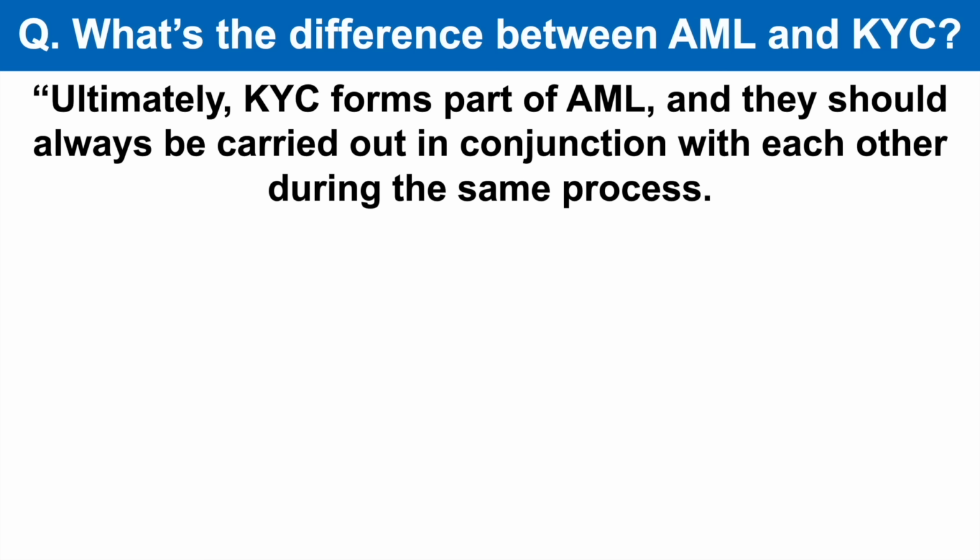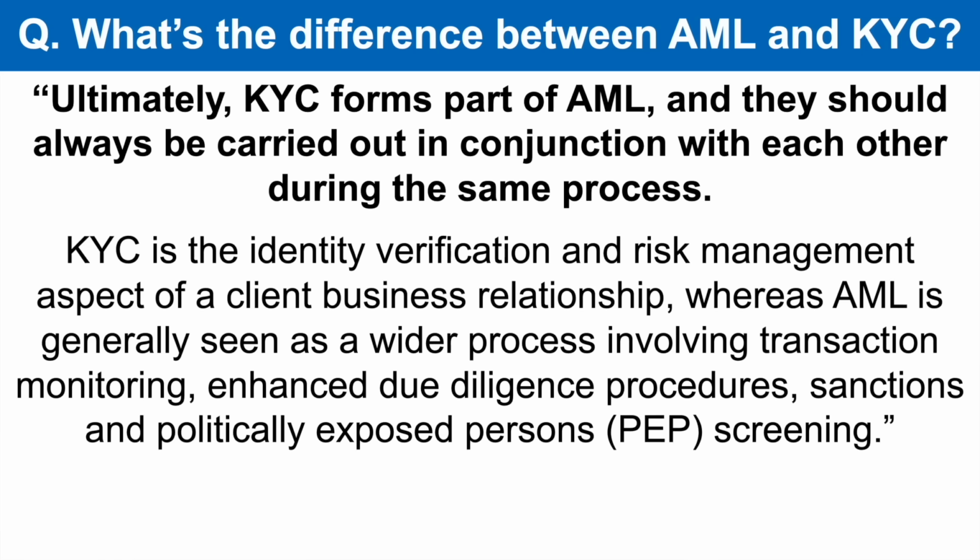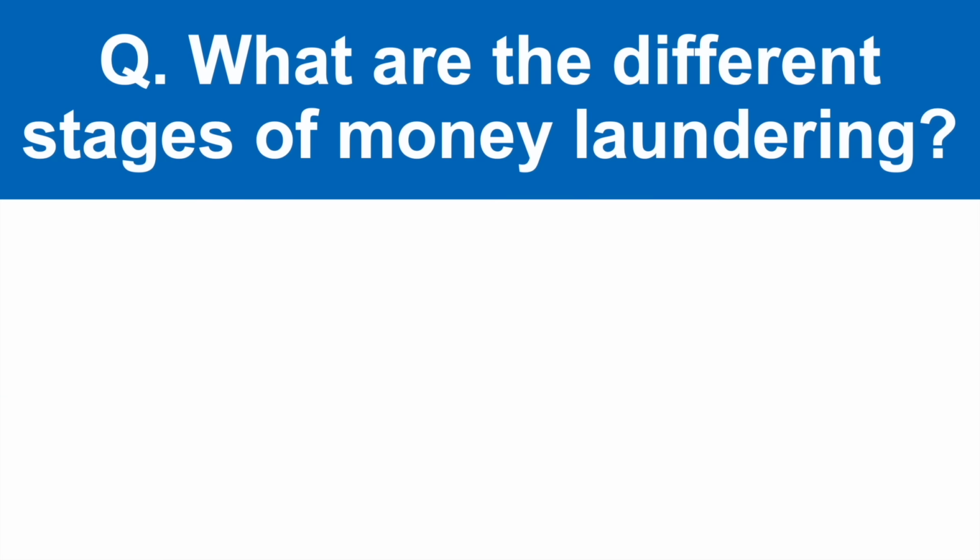Here we go. Ultimately, KYC forms part of AML, and they should always be carried out in conjunction with each other during the same process. KYC is the identity verification and risk management aspect of a client-business relationship, whereas AML is generally seen as a wider process involving transaction monitoring, enhanced due diligence procedures, sanctions, and politically exposed person screening. So that's another great answer that will help you be the standout candidate.